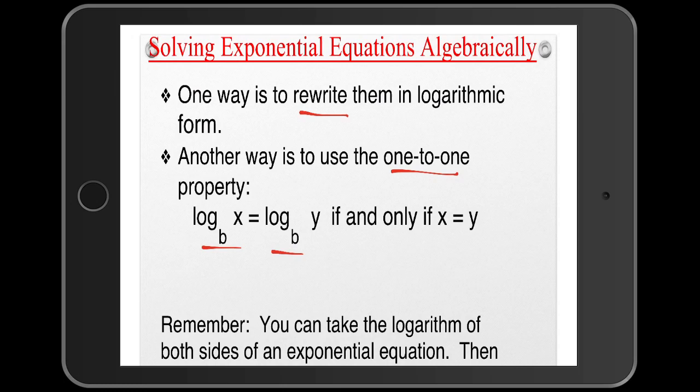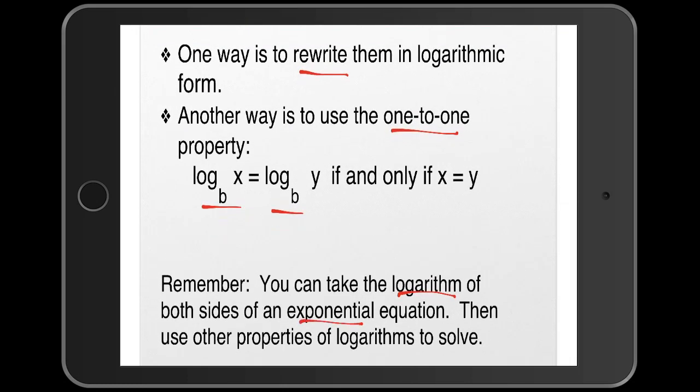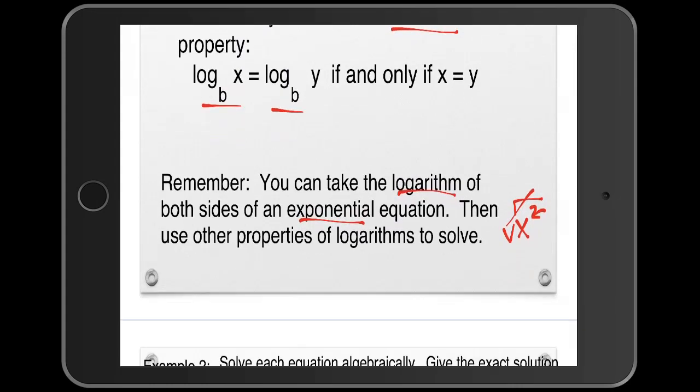So remember, you can take the logarithm of both sides of an exponential equation to get rid of the exponent, sort of like undoing the x squared by taking the square root of both sides. So that's what the exponential and logarithm functions do to each other. They are inverses of each other. And we can also use the other properties of logarithms to solve. So let's take a look at some examples here.